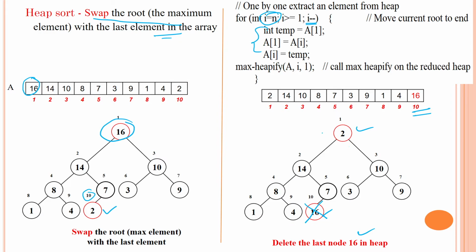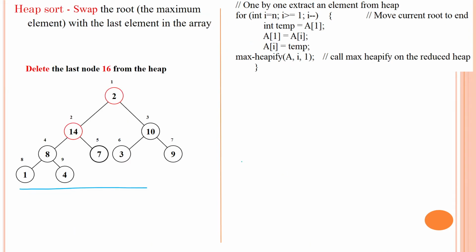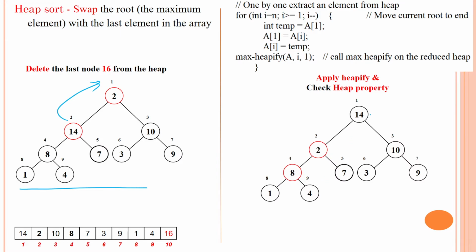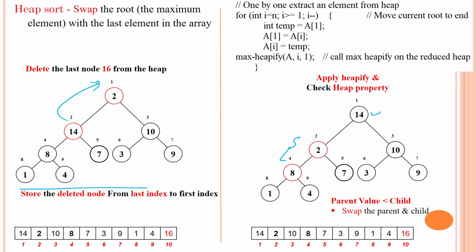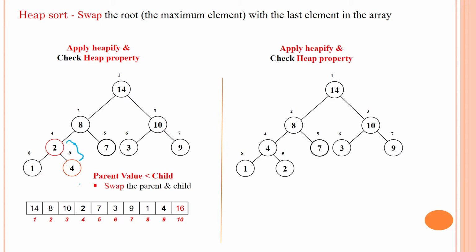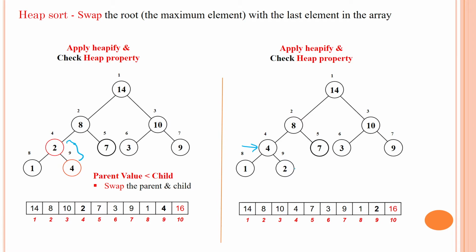Because the 2 as parent is less than the children, we have to apply the max heap. So we have to swap this 2 and 14. So we are applying the heapify, we are swapping. After swapping, still it is not satisfying the heap property. So these are again exchanging. Now this is also exchanging. After exchanging, still it is not satisfying the heap property, so we are exchanging the 4 and 2, so 4 becomes parent, 2 becomes child. Now heap property is satisfied.